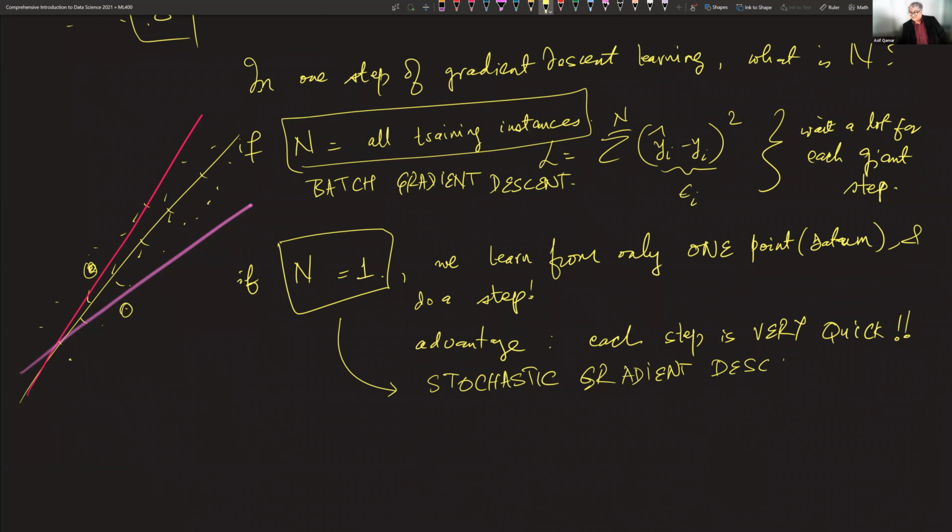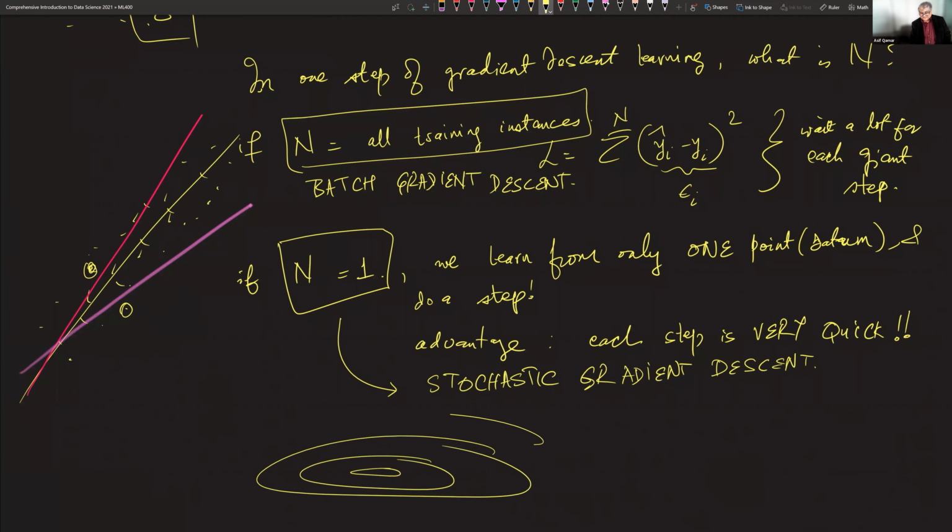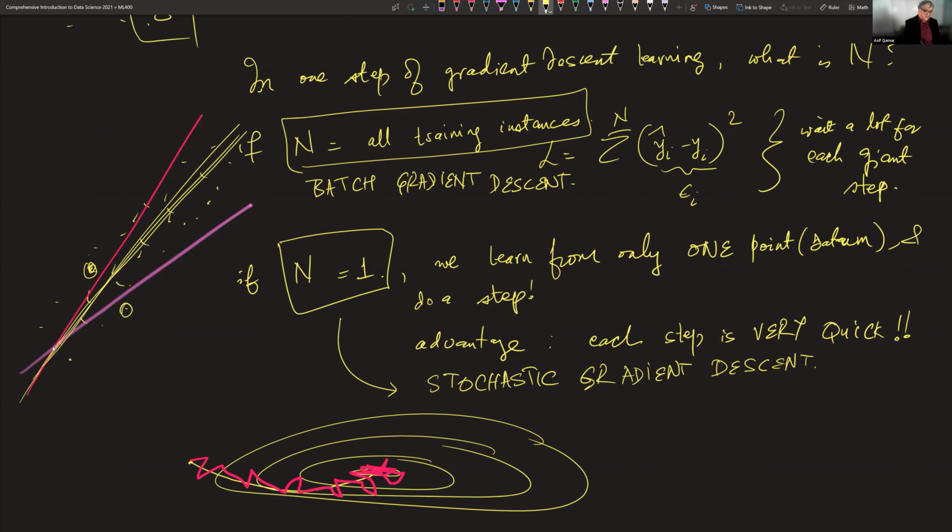And how it manifests itself is, let's say, in the contour surface. Suppose you're going from here to here in batch gradient descent. Then for stochastic gradient descent, you would be going like this. And actually, you'll never quite hit the minima because every next point that is informing has a bit of noise. So it will keep shaking. What it will mean is that your line will keep vibrating along the perfect solution. It won't exactly go and sit on that.